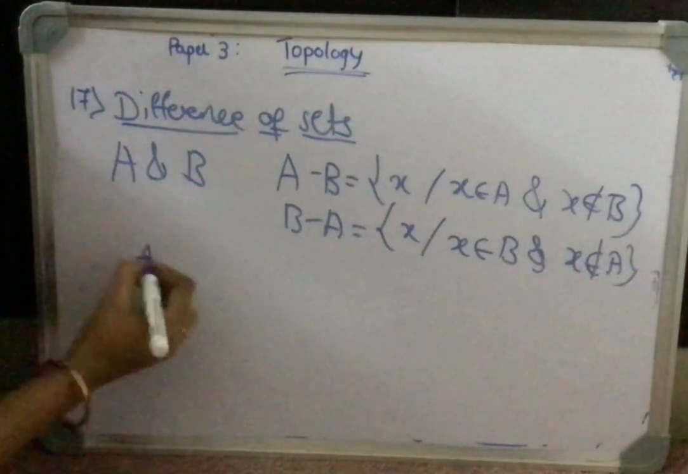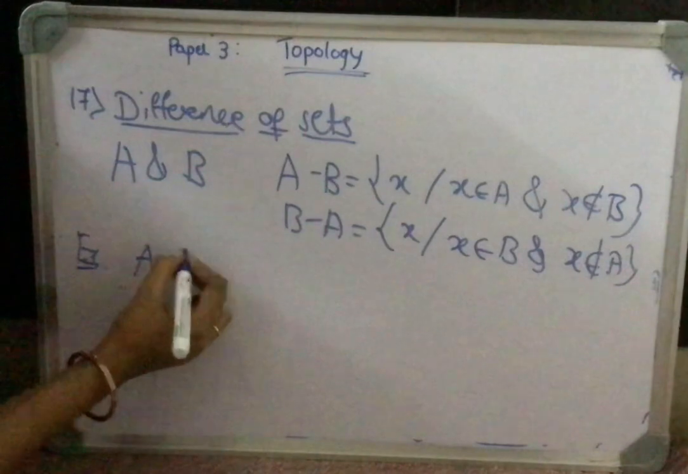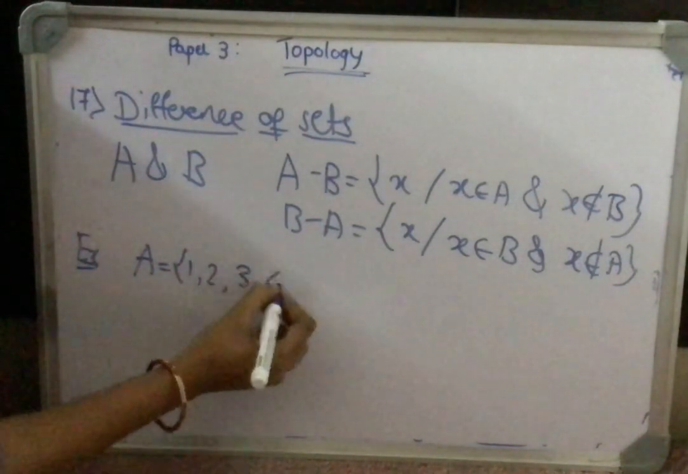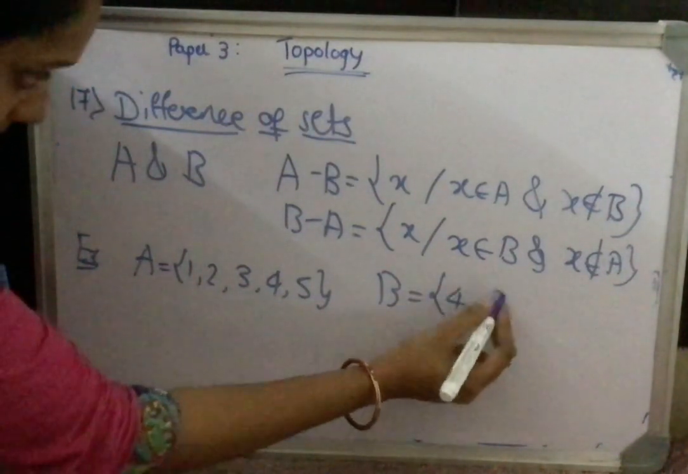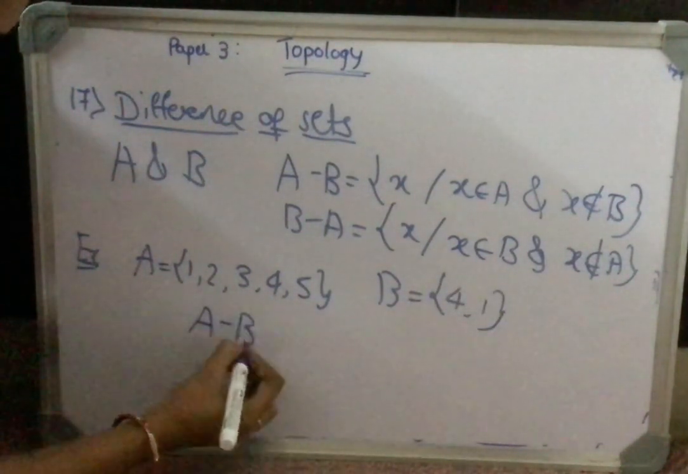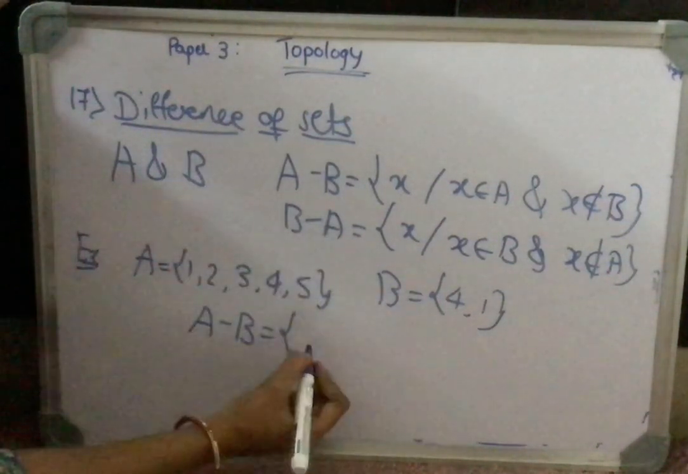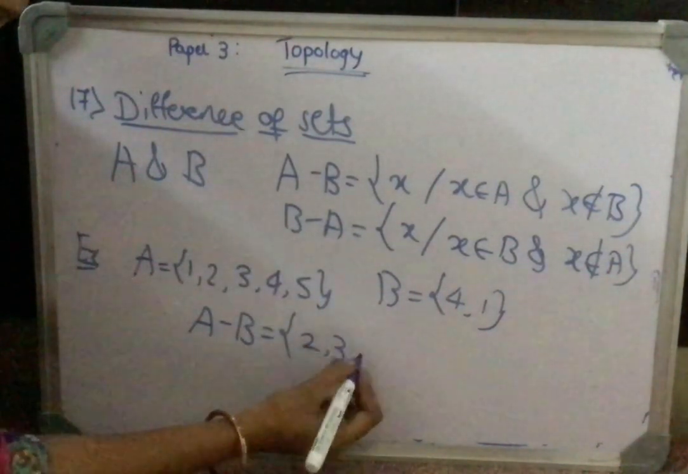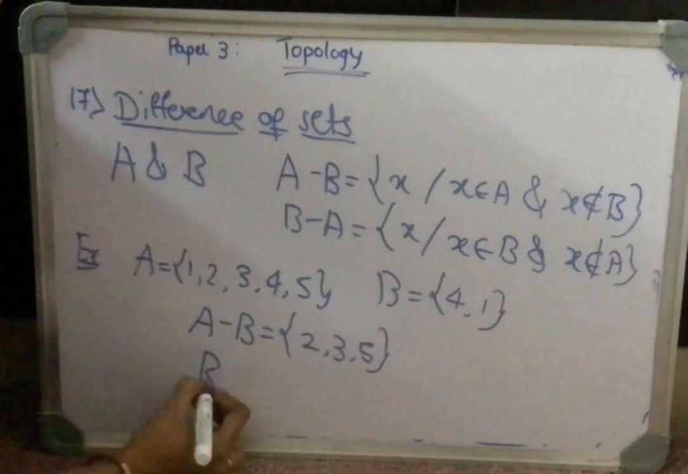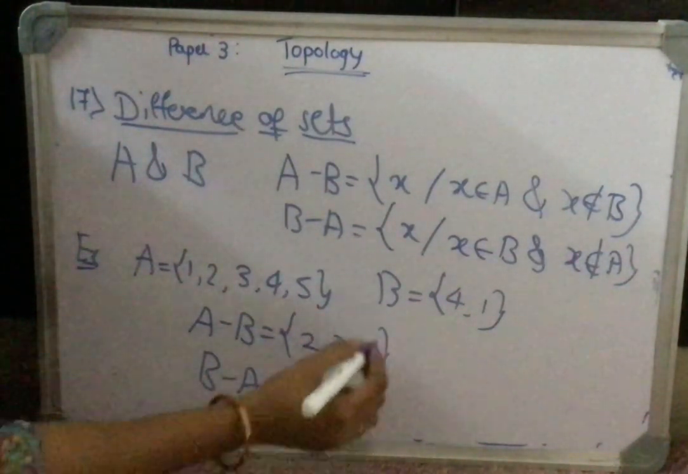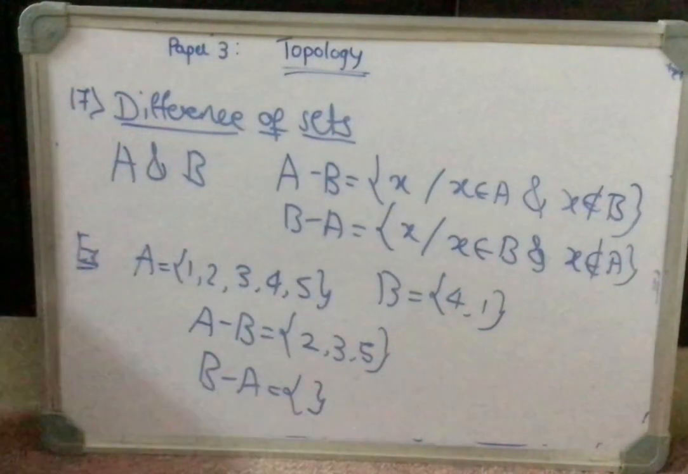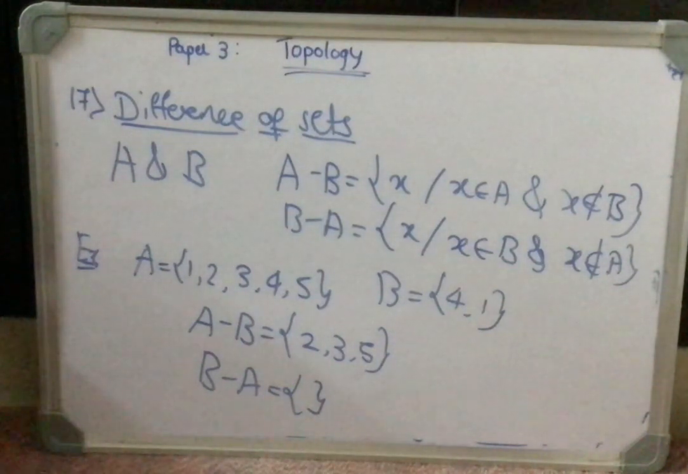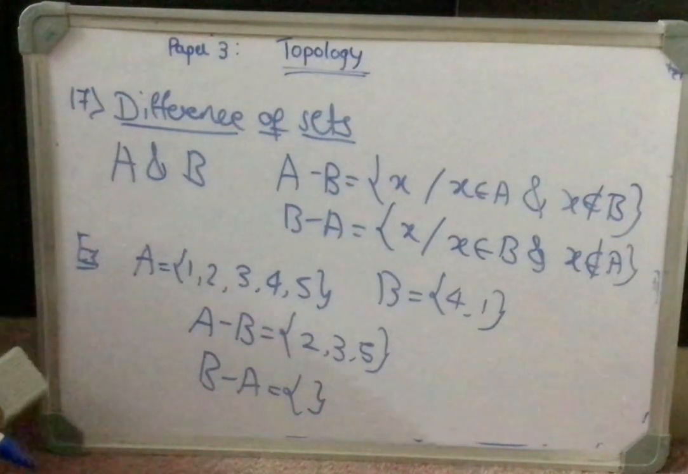So example, B is equal to 4 1, then A minus B will be what? A minus B will be 2 3 5. Okay, and B minus A is what? B minus A is a null set. Next, complement of a set.